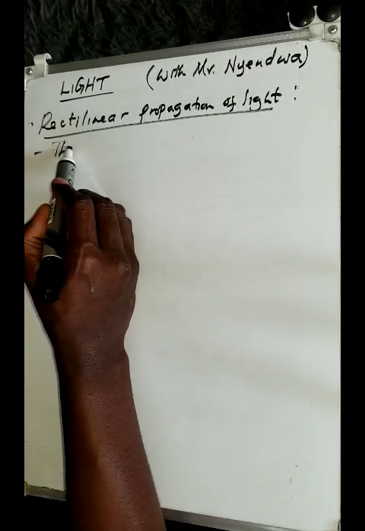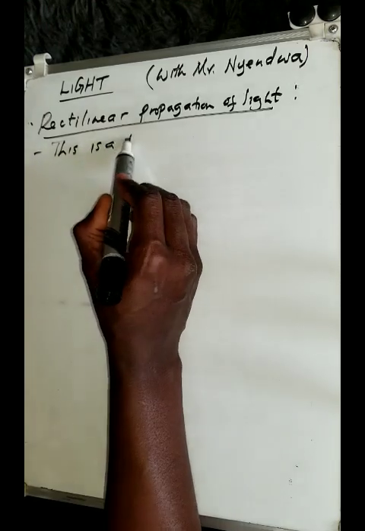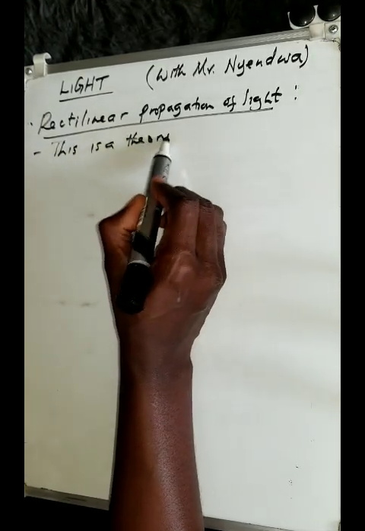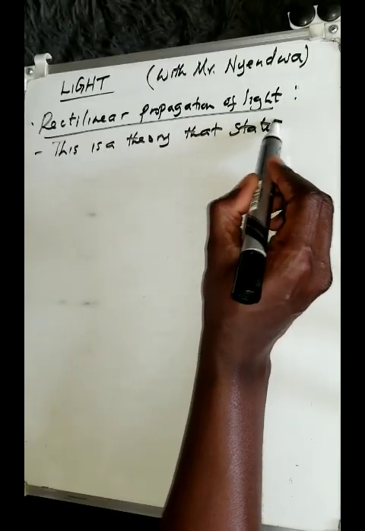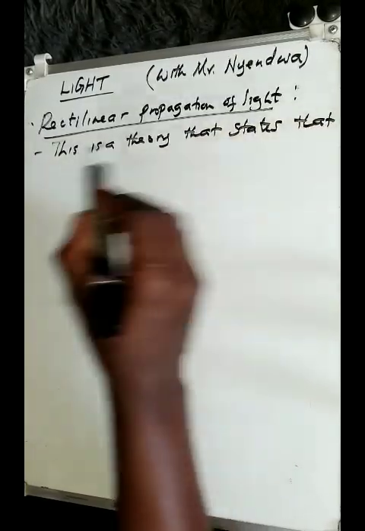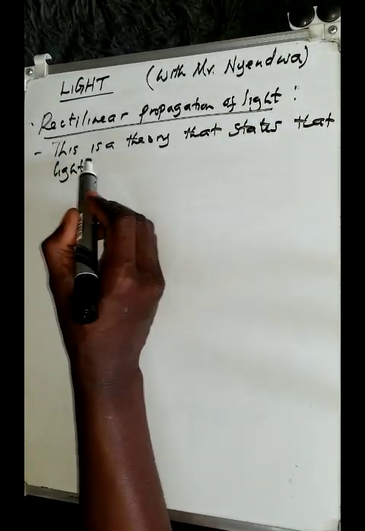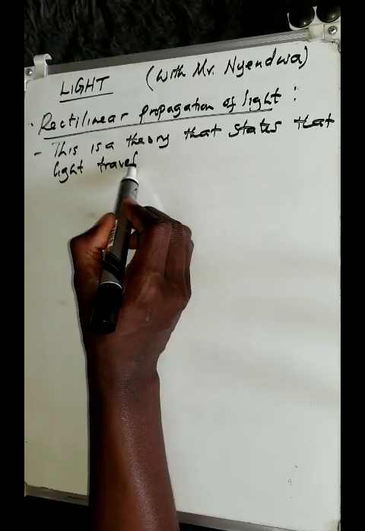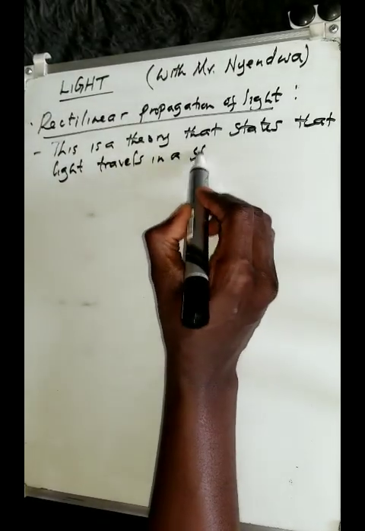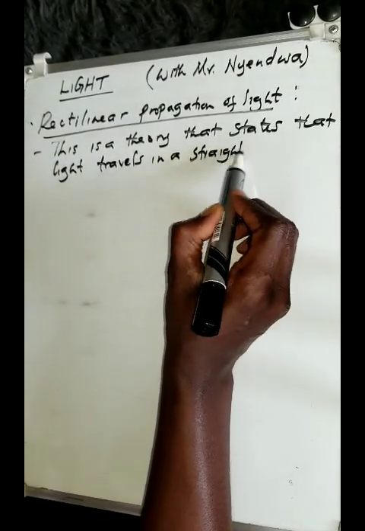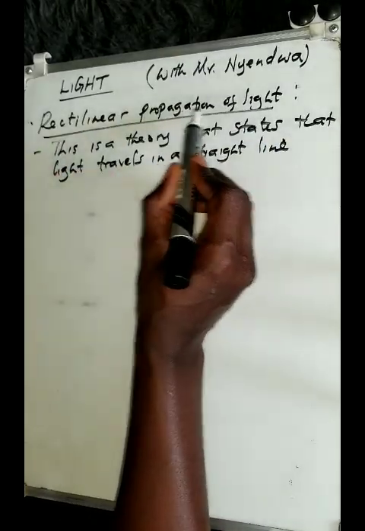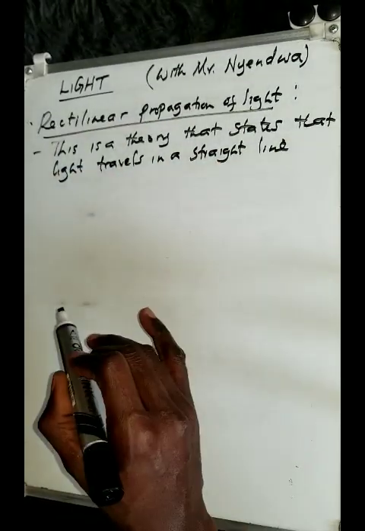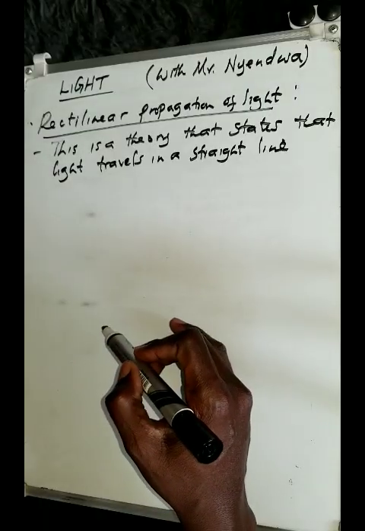So if you want, you can say this is a theory that states that light travels in a straight line. So that is what we call a rectilinear propagation of light. It's a theory that tells us that light travels in a straight line.